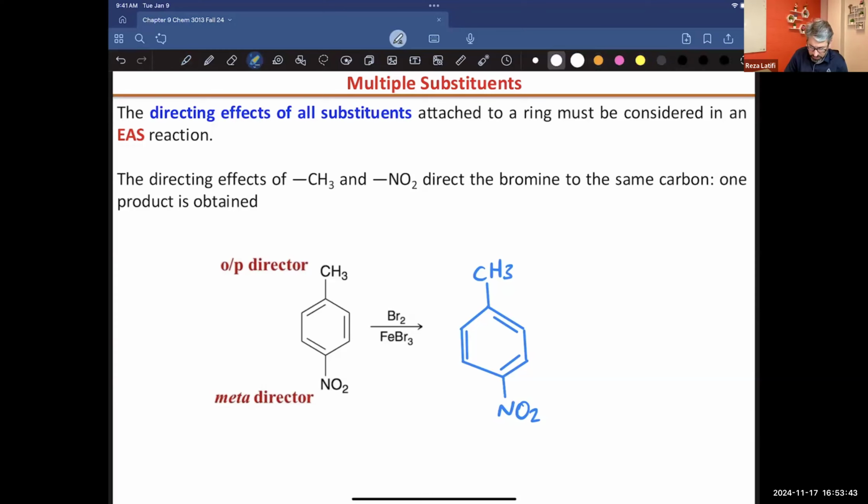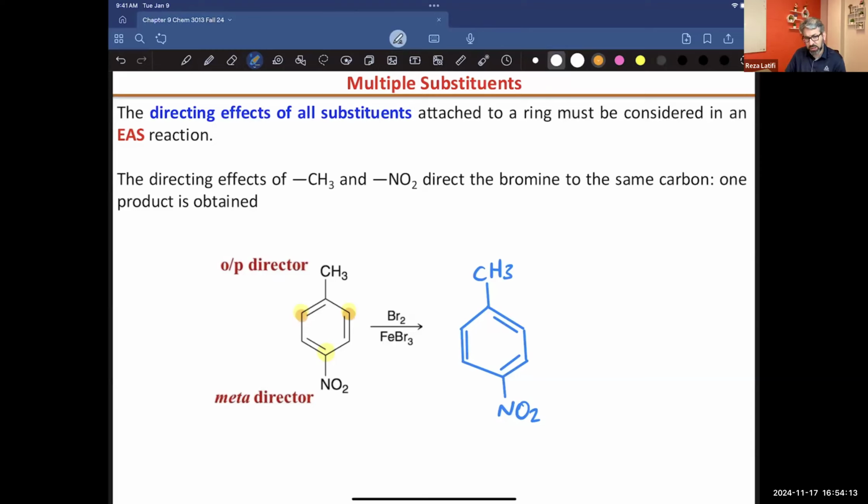Methyl is going to favor the ortho position. The ortho positions for methyl are those two, and also the para position. The para is already taken, so that's not going to be an option. While the nitro will be favoring the meta position. The meta position relative to the nitro will be here. So I'm going to put them here. As you see, both of them are favoring the same spot.